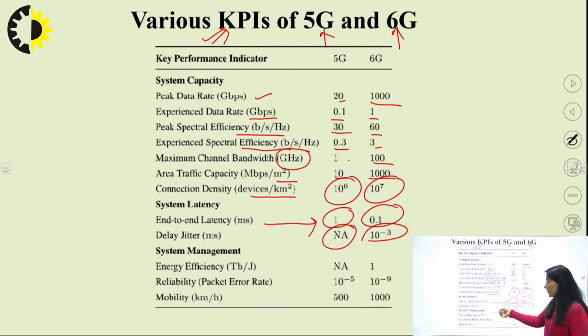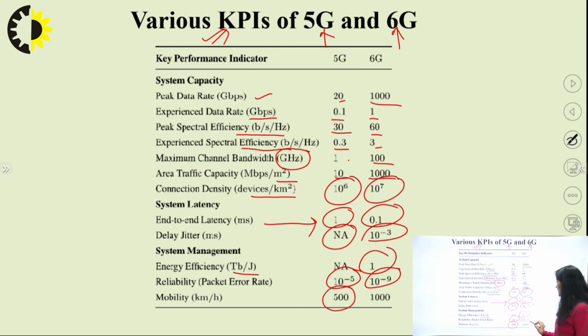Now system management. At system level, we are expecting to get the energy efficiency in TB per joule in 6th generation. Reliability 10 to the power minus 5 and 10 to the power minus 9 in 6th generation. Mobility 500 kilometer per hour, and here we can have 1000. So what does it mean? If you are on a vehicle which is having a speed of 500 kilometer per hour, you can get your network. In 6th generation, we are expecting to get 1000 kilometer per hour speed.